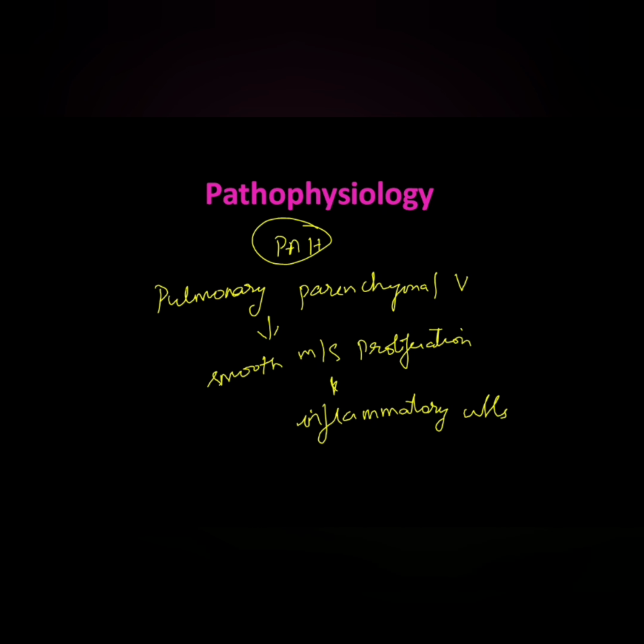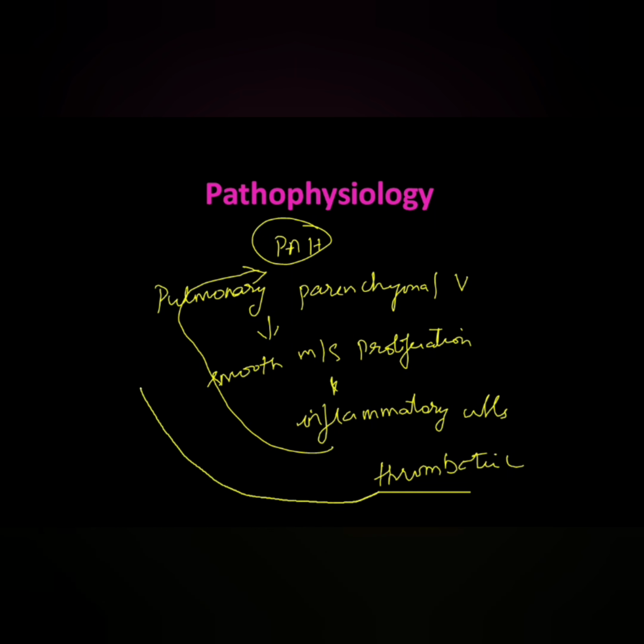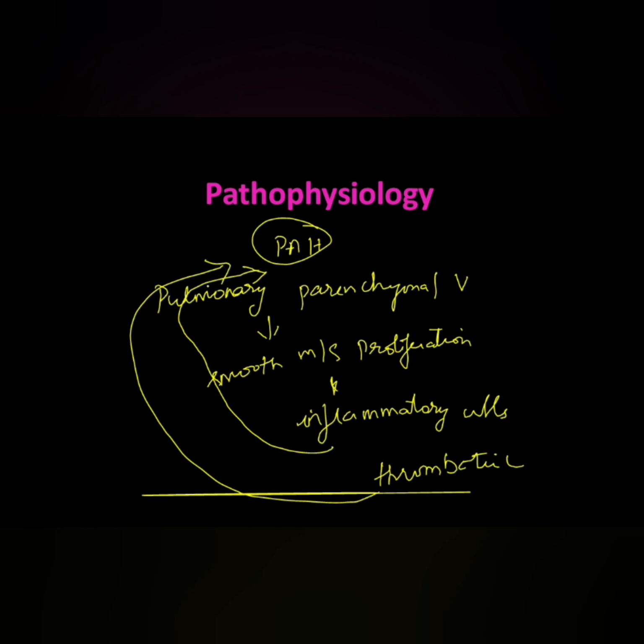So all these together will cause occlusion of your pulmonary artery, which increases resistance and causes pulmonary artery hypertension. And sometimes it can also trigger thrombotic events, which can also cause pulmonary artery hypertension.